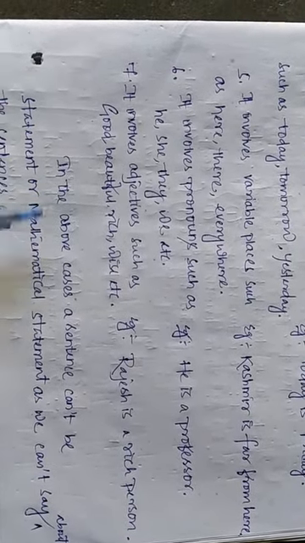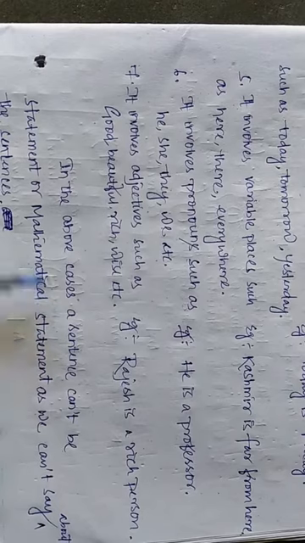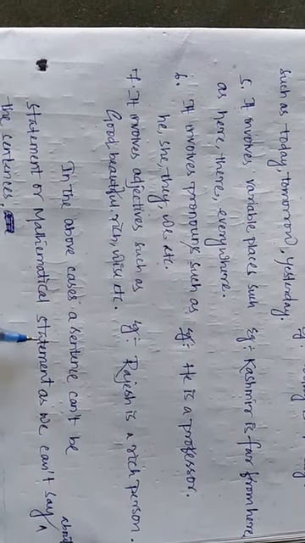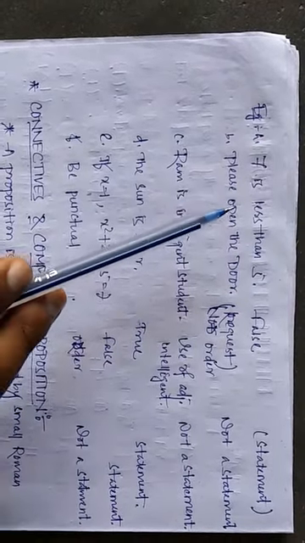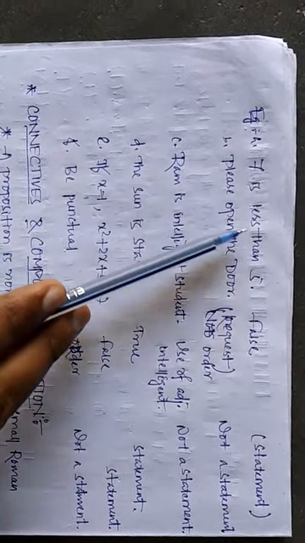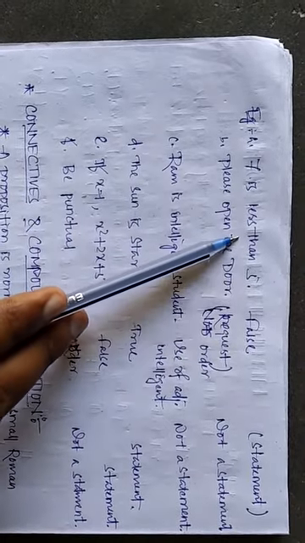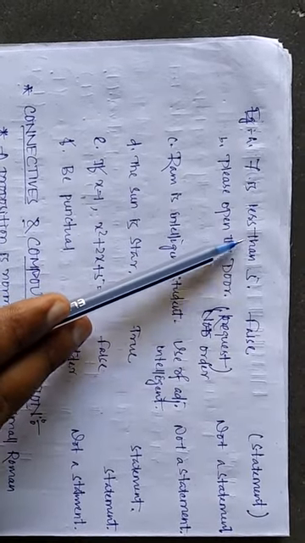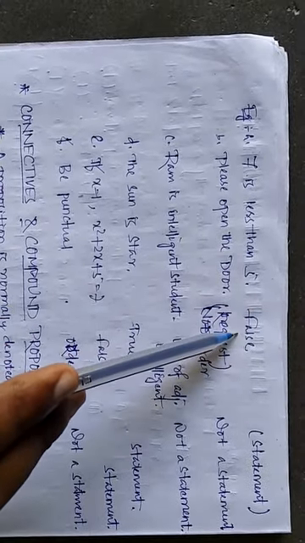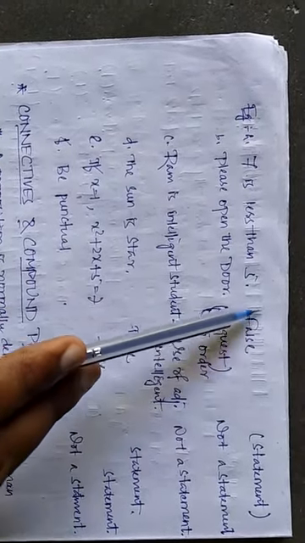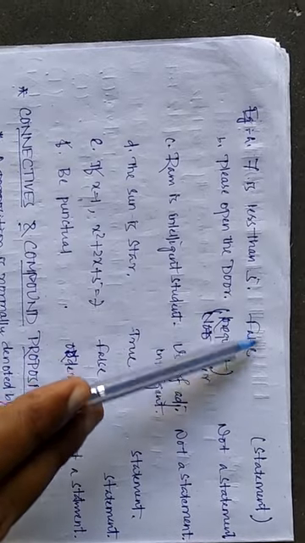After that, what I have written here, in the above cases, the sentence cannot be a statement or a mathematically acceptable statement. Here are some examples. 7 is less than 5. We know 7 is greater than 5. So this statement is false. So here one case arises, that it is false. That's why this is a statement.